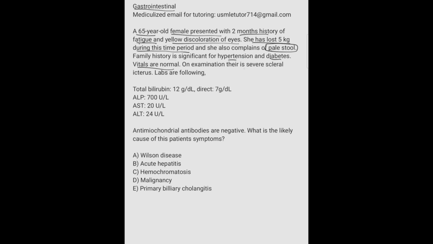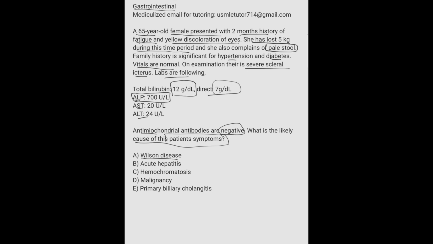Examination shows there is severe icterus, and labs are as follows. Total bilirubin is really high and direct is high, so it means direct hyperbilirubinemia. ALP is also through the roof, so it's really high. AST and ALT are normal. Antimitochondrial antibodies are negative. What is the likely cause of this patient's symptoms?